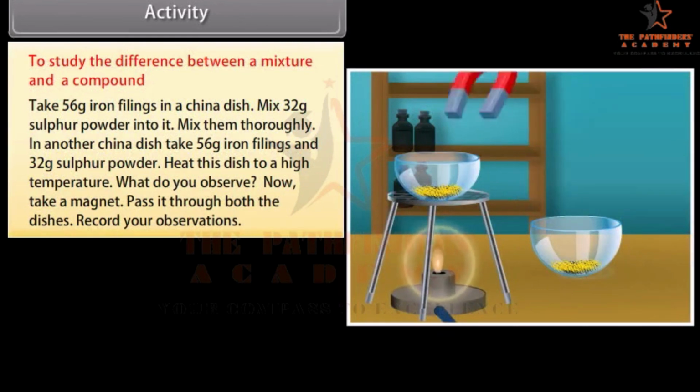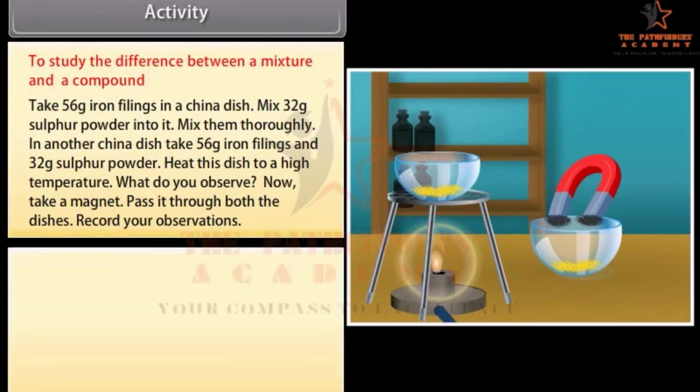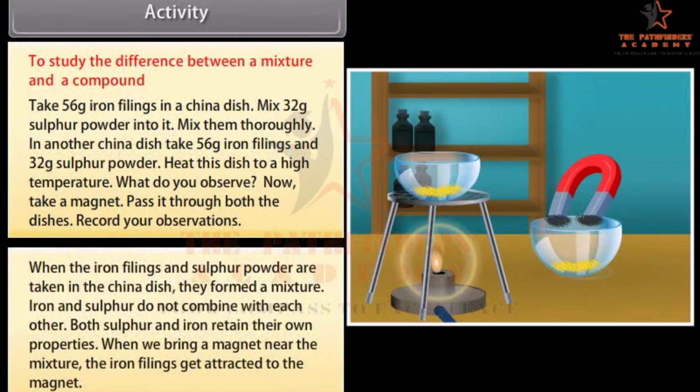Now take a magnet. Pass it through both the dishes. Record your observations. When the iron filings and sulfur powder are taken in the china dish, they formed a mixture. Iron and sulfur do not combine with each other. Both sulfur and iron retain their own properties. When we bring a magnet near the mixture, the iron filings get attracted to the magnet.